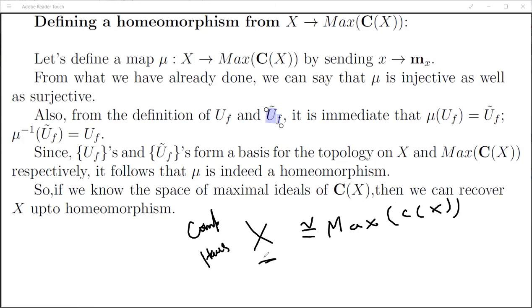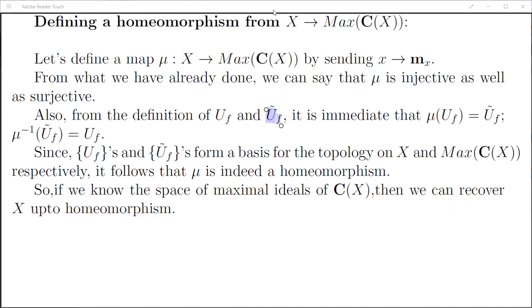So obviously, if you know X, then you know C(X), and therefore you know the maximal spectrum of C(X). But what we have shown is the other way actually. If you know this space, the maximal spectrum of C(X), you can also recover your X up to homeomorphism. So topologically, they are basically equivalent. So that is all I had written, but I want to say a little bit about when the space is not, for example, compact.